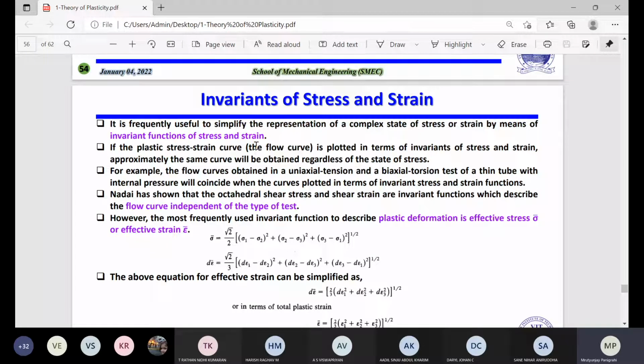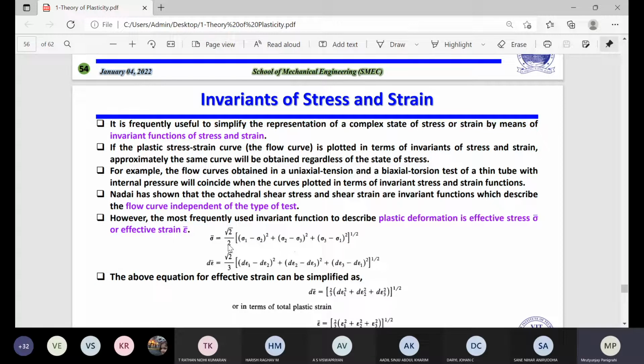You are just putting what you thought. But here what you have to observe, you have to say that, for example, this is considered as X, and only then you find out something. Here, the most frequently used invariant functions to describe plastic deformation are the effective stress and the effective strain.